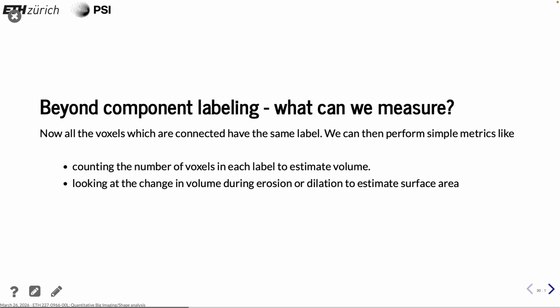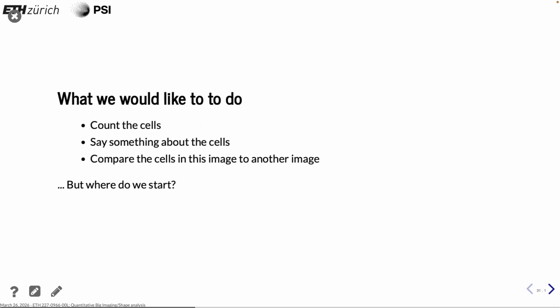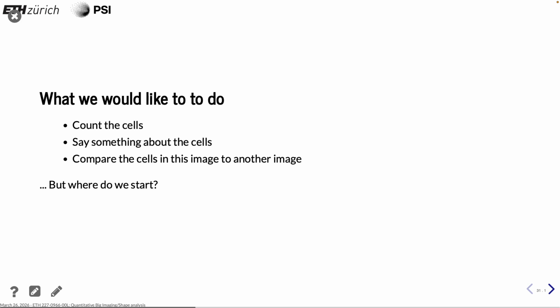So, if we now have our items, we have a lot of numbers, labeled items. So now we want to measure something. And one is computing the area, as we said before. But we could also look at what changes in the volume if you apply erosion and dilation. Counting cells is pretty natural because we can only count how many objects we have, but we want to tell a little bit more and maybe compare images to each other.